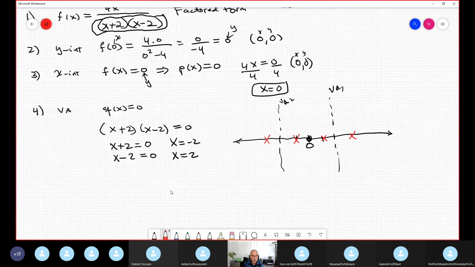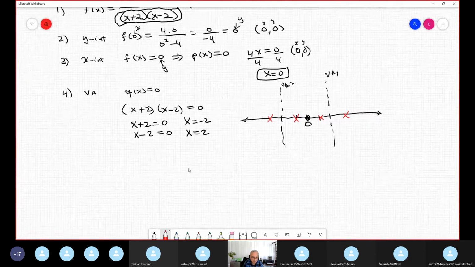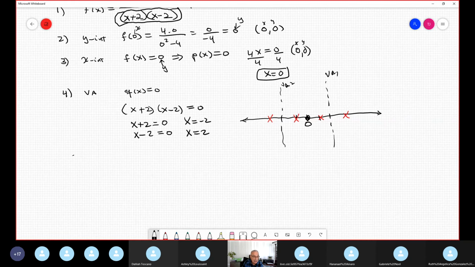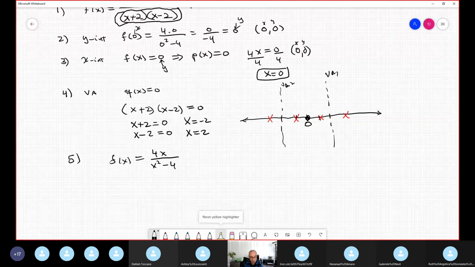Okay, good. Let's move on to number 5. Number 5 is the analysis of the slant or horizontal asymptote. Let me copy one more time my function. My function was f of x equals 4x divided by x squared minus 4. What do you think? Do we have a horizontal or a slant? No. Analysis of the degree.